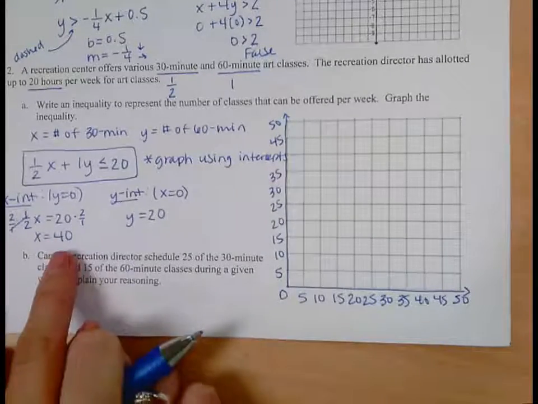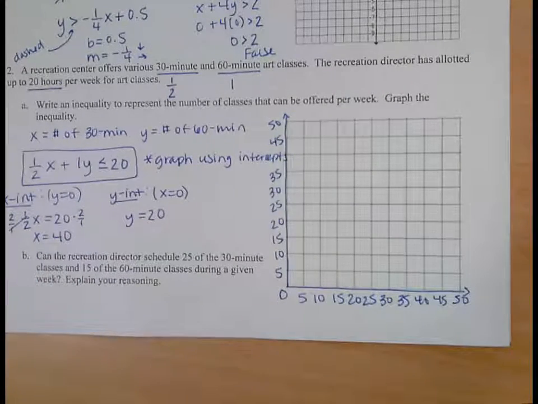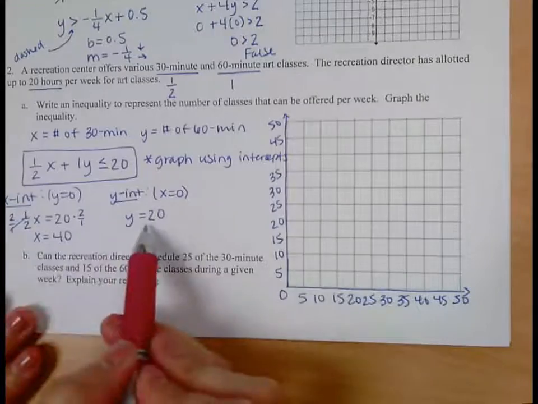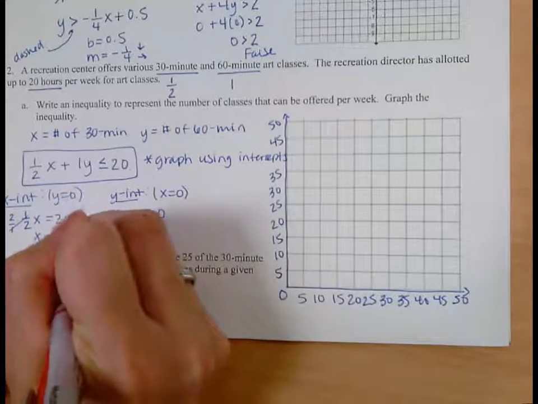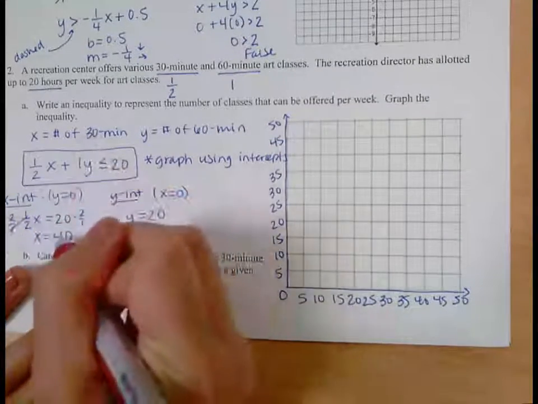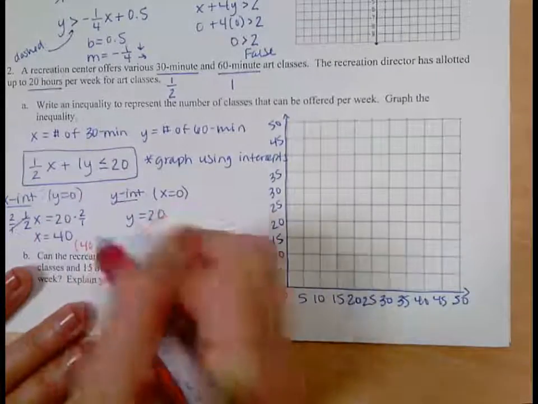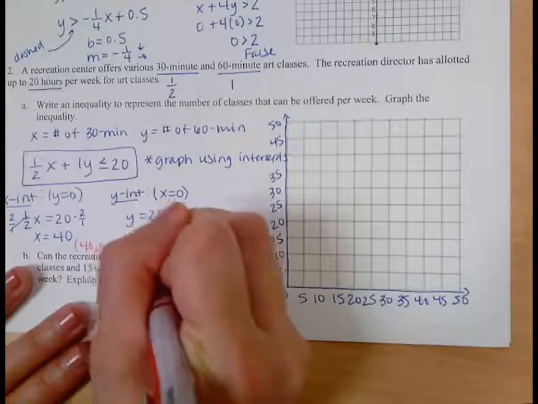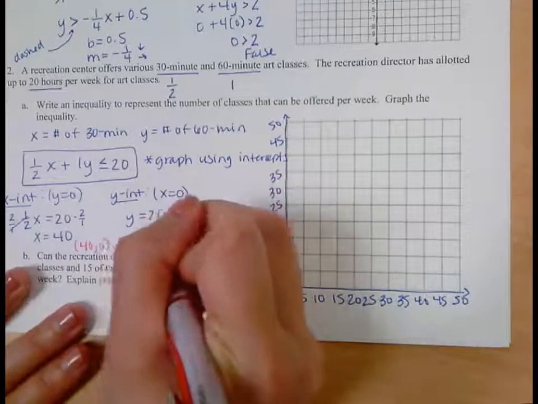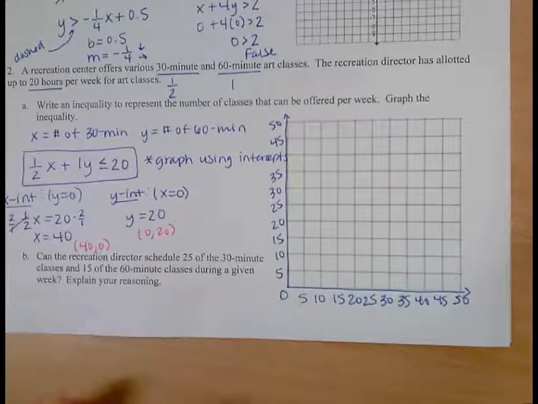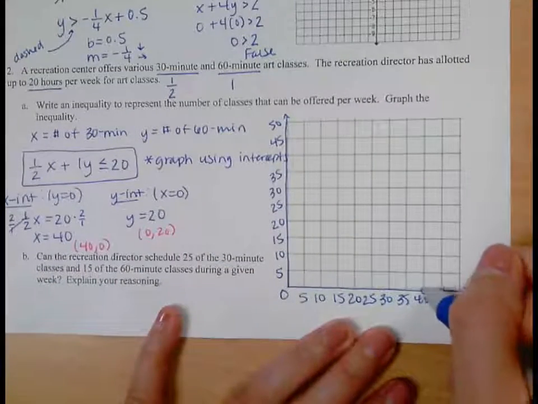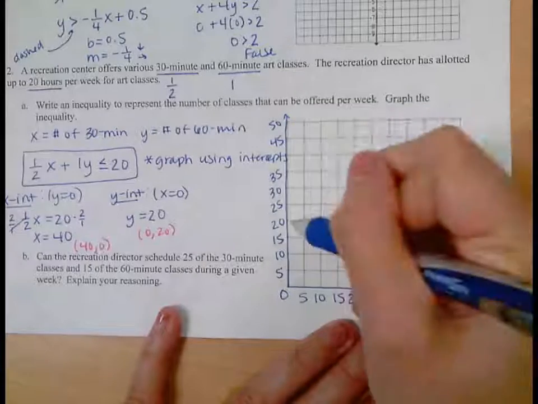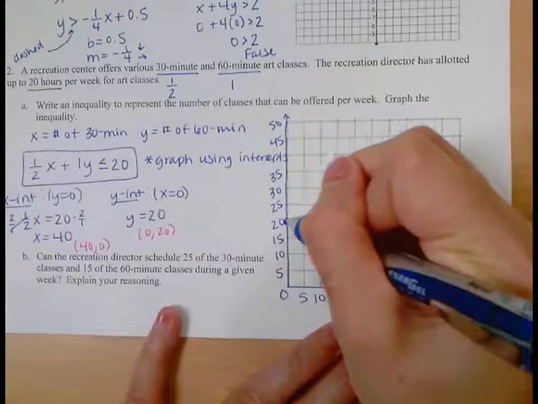So remember this x-intercept of 40, these are two separate points. So this is the ordered pair 40, 0. X is 40, y is 0. This is the ordered pair 0, 20. X is 0, y is 20. So a point at 40 on the x-axis, 20 on the y-axis.